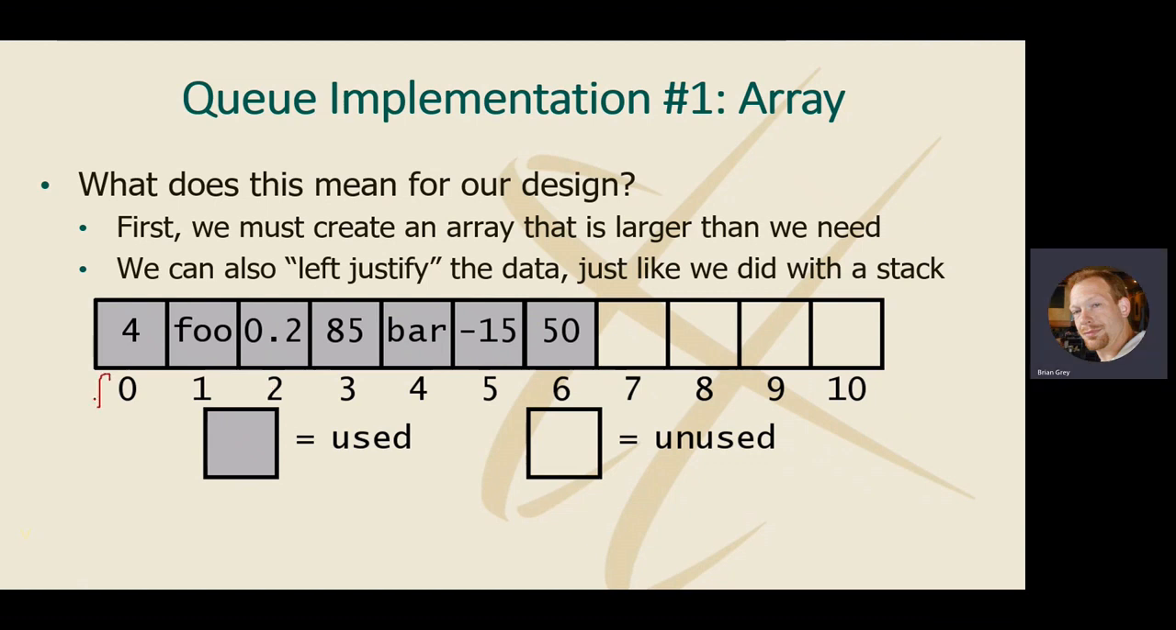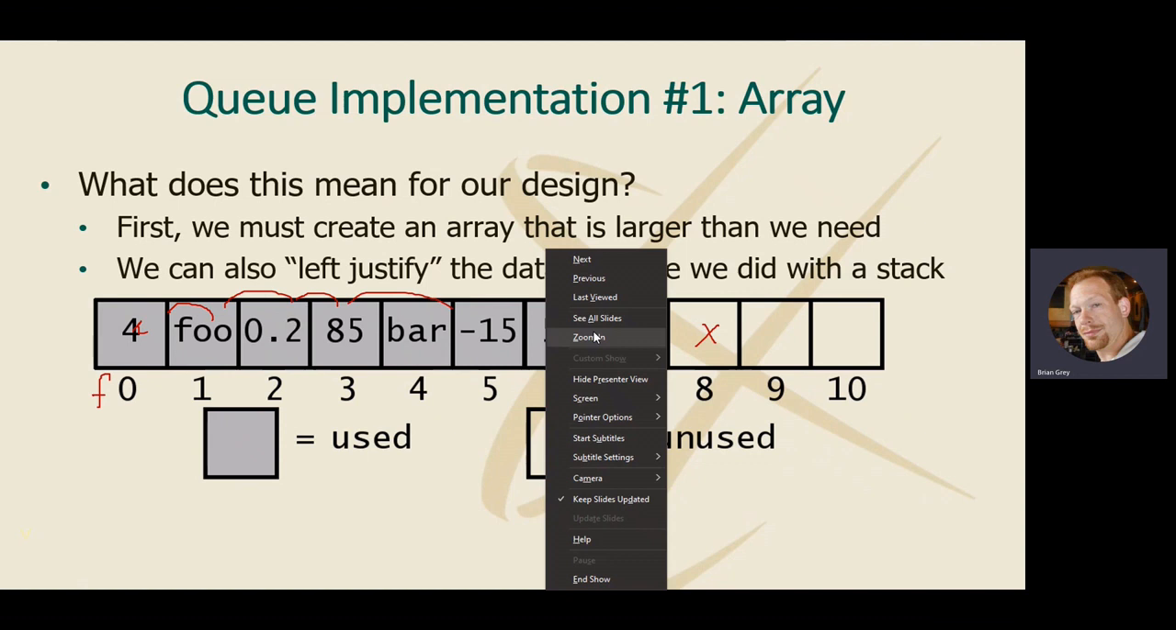If this is the front, then enqueuing is super easy, right? We just enqueue, enqueue. But then dequeuing becomes a problem because we have to nuke this and then copy it down, right? And that's big O of n, so that's a problem.